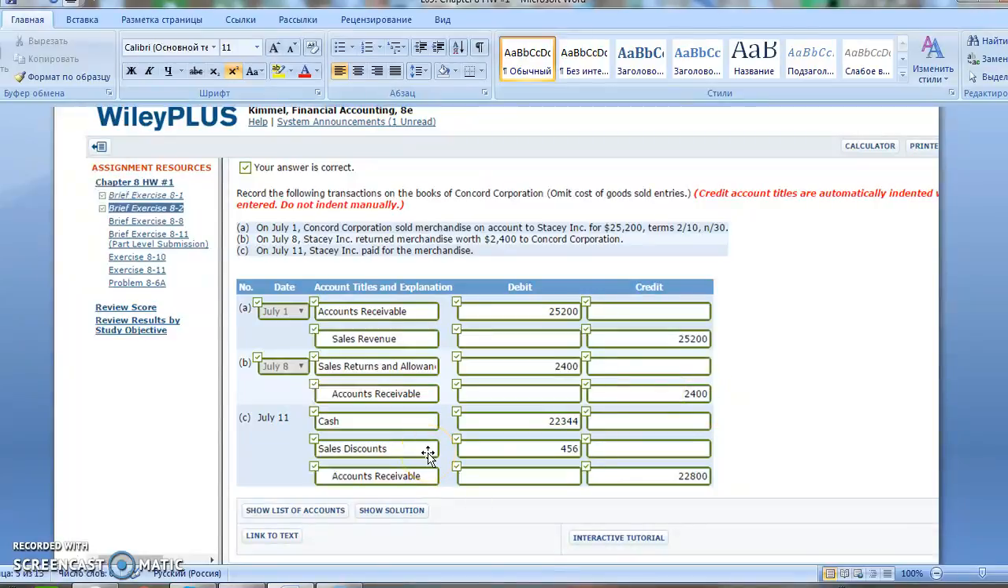Then we need to debit sales discounts for $456, which we have got as 2% of $22,800. And credit accounts receivable for $22,800, which we have got as the difference between the initial amount of $25,200 and the sum of returned merchandise of $2,400.